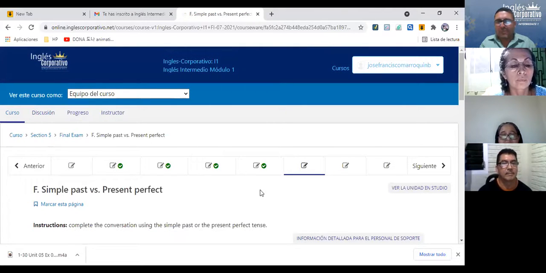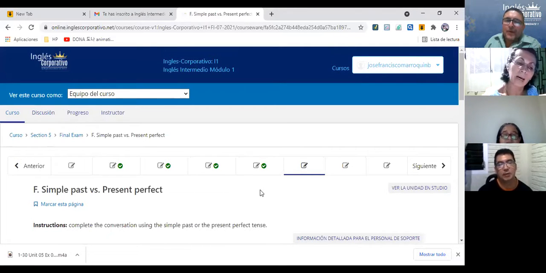Now we have the simple past and the present perfect. When do we use the simple past, people? For actions that are finished. What about the present perfect? Actions that began and didn't finish. Actions that are not finished, right?